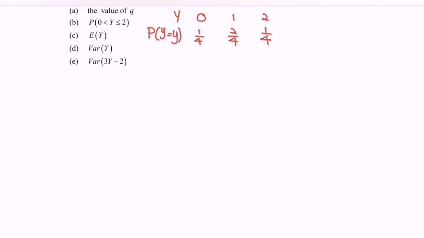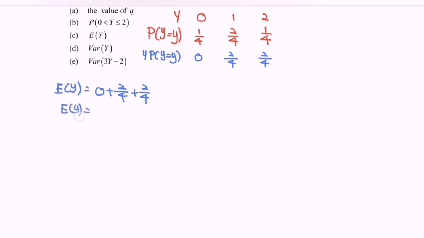Next is to find the mean. The formula for the mean is y multiplied with the probability. So we will have 0 over here, followed by 2 over 4, followed by 2 over 4. So the mean is equal to 0 plus 2 over 4 plus 2 over 4. So the mean will be equal to 1.